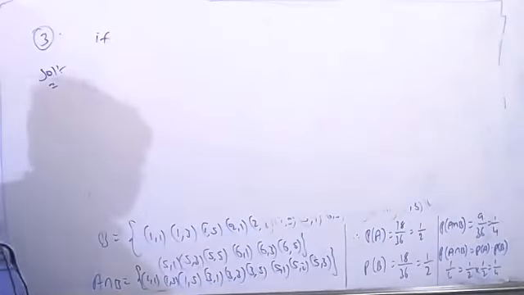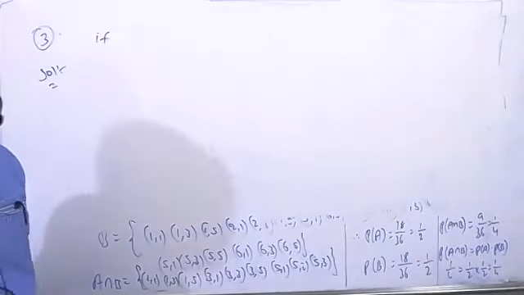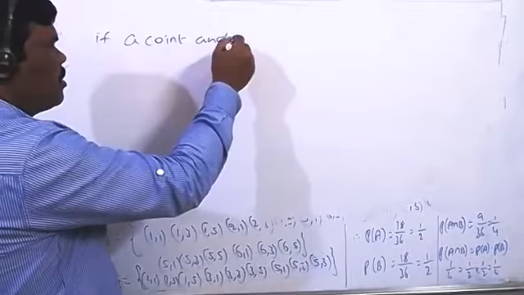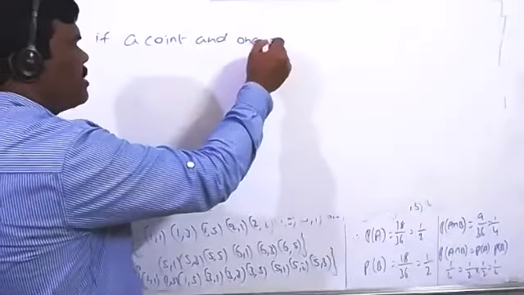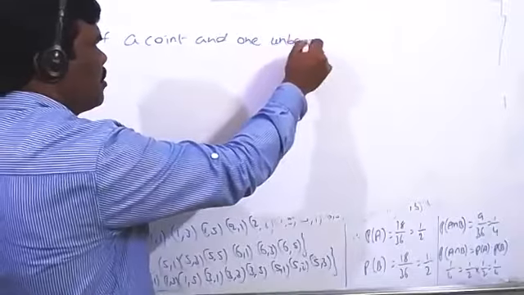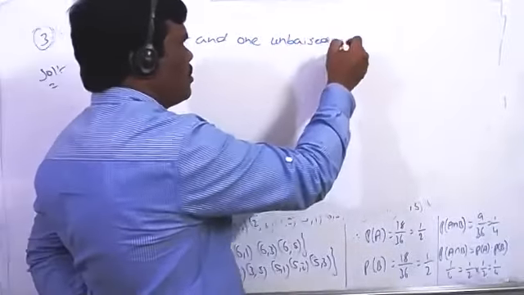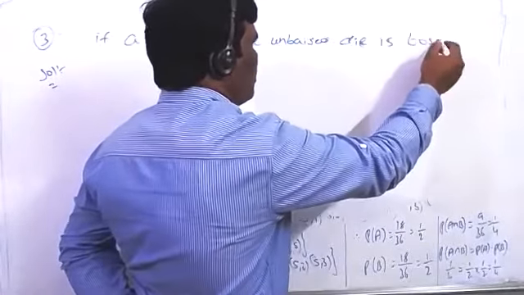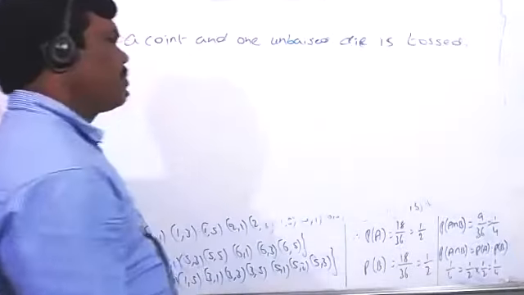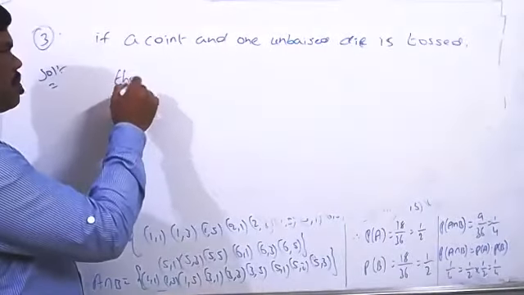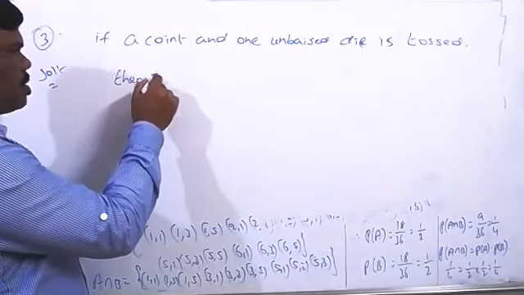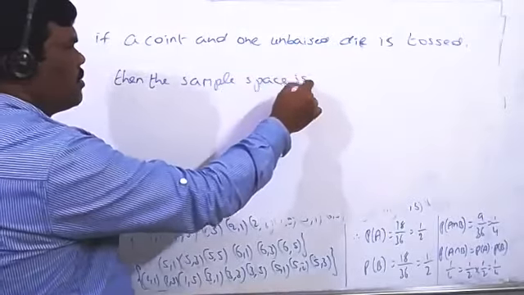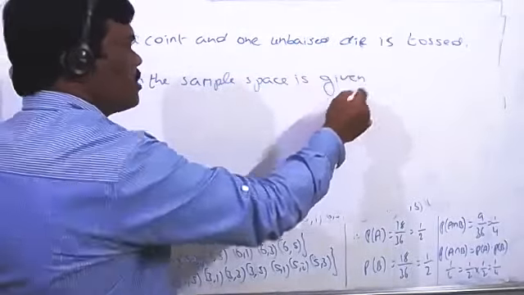Here, what is the condition here now? A coin and one unbiased die is thrown. If a coin and one unbiased die is thrown or tossed, then the sample space is given by, tell me the sample space here now.